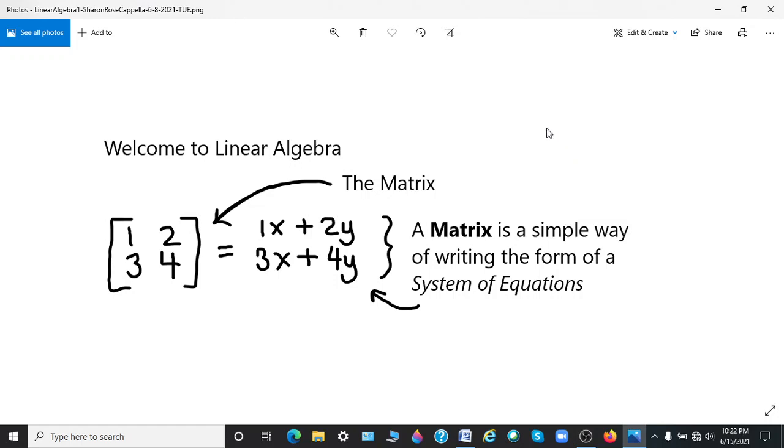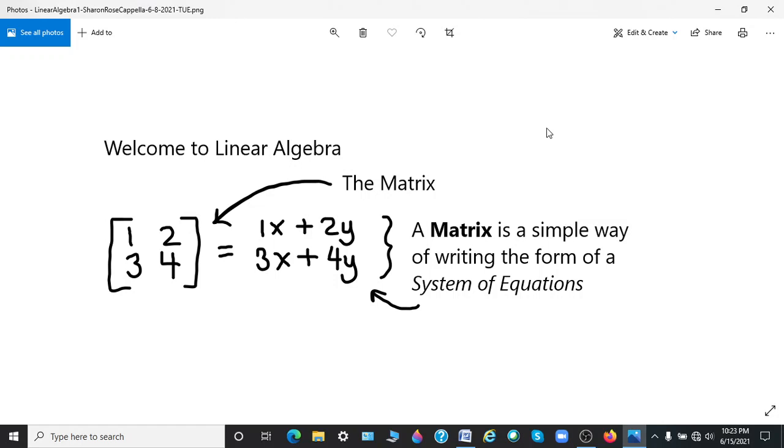And this is very important because you need these equations to work. They need to work in relation to each other. Their relationship with each other is the key component that enables linear algebra to work in things like computing. Okay, so in linear algebra, what we use is called the matrix. This is the way we express linear equations in a simpler form. A matrix is a simple way of writing the form of a system of equations, linear equations, that is.